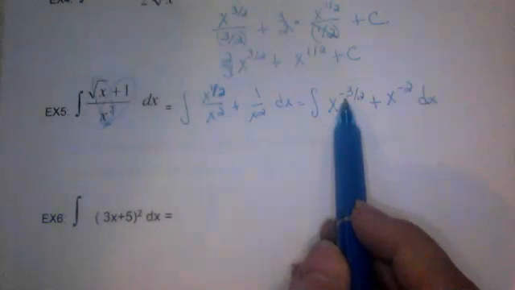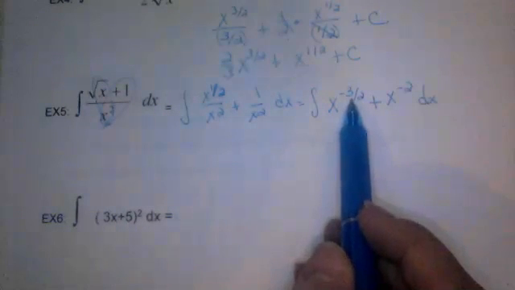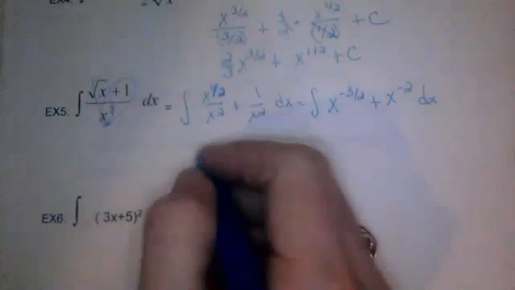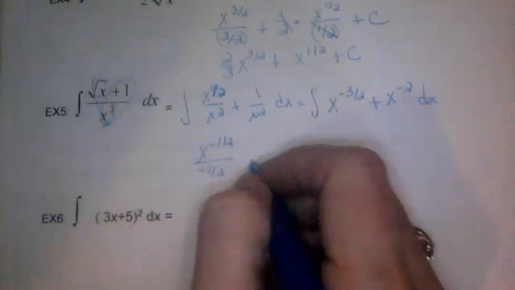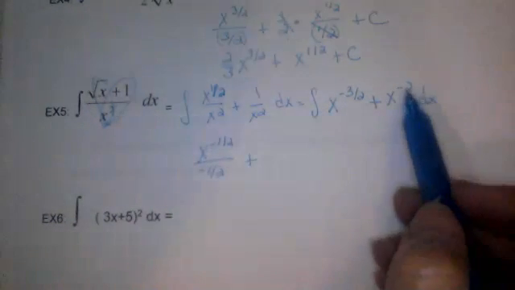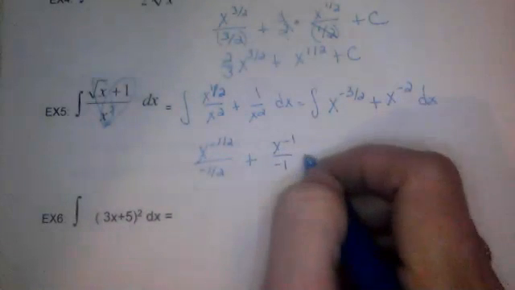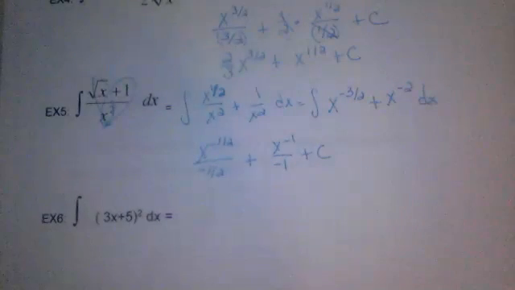That would give me -1/2. -3/2 plus 1, or 2/2, would give me -1/2 over -1/2 plus, and then add 1, I'd have -1, x to the -1 over -1 plus c.